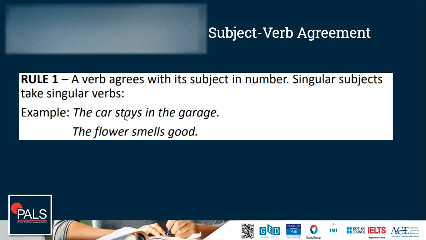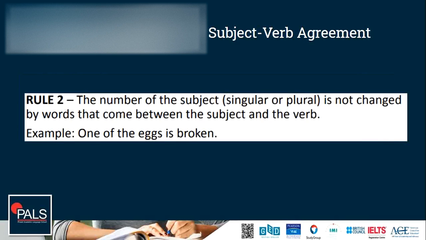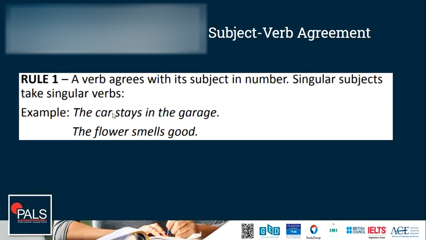Alright, so if you take a look at the example here, the car is singular, so the verb must have an S. The flower is singular, so the verb must have an S. If it's plural, then no S for the verb.